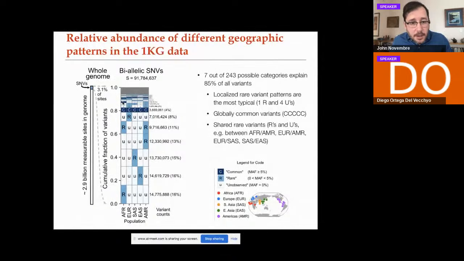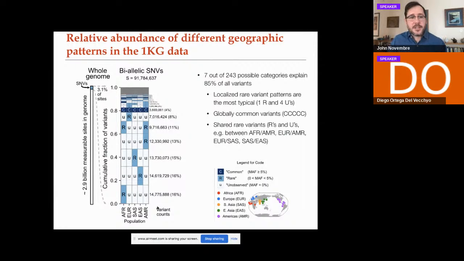We have variants that are common in Africa, absent everywhere else except the Americas. I think these are variants that predate the bottleneck and did not leave Africa as humans dispersed outwards. So there's this very remarkable distribution. We only need 7 out of the 243 categories to explain about 85% of all variants. That's a very different view of human genetic variation than a PCA plot might get you.